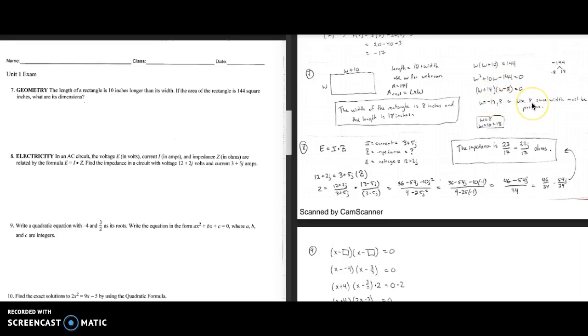I have to use positive 8 since my width is positive. I plug 8 back in, so here it's 8, here it's 8 plus 10. 8 plus 10 is obviously 18. You can see that work here. And I said the width of the rectangle is 8 inches and the length is 18 inches.